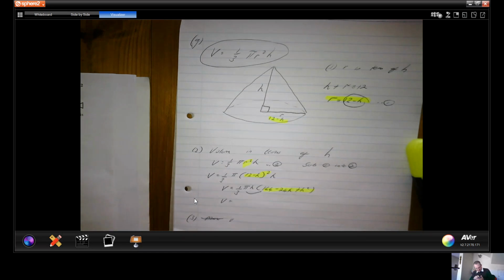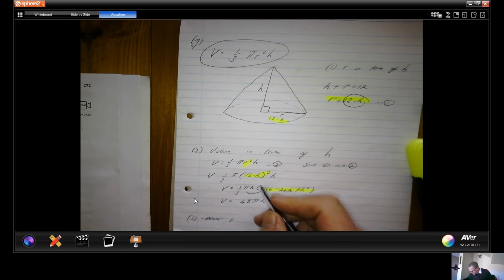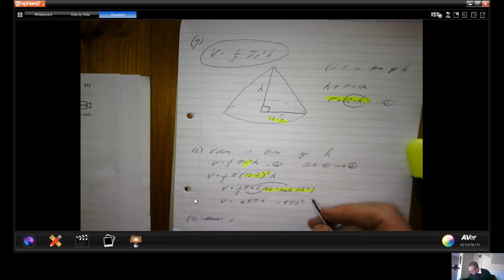144 divided by 3 is 48, so volume is going to be equal to 48 pi h. 24 divided by 3 is 8, so I get 48 pi h minus 8 pi h squared, plus pi h cubed, over 3.